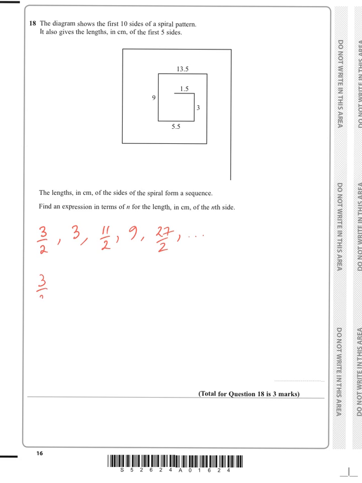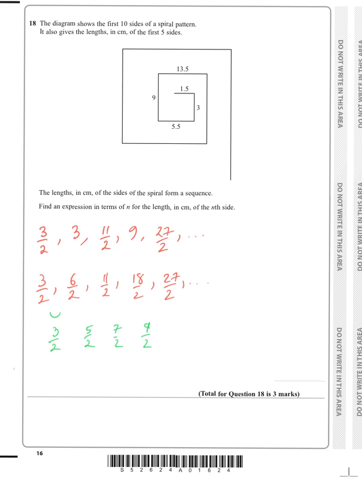I'll convert these all to halves, so 6 halves, 11 halves, 18 halves, and 27 halves, of course. And then we can see that the difference is going up by 3 halves, then 5 halves, then 7 halves, and then 9 halves. So it's not going to be a linear sequence, it's going to be a quadratic one.